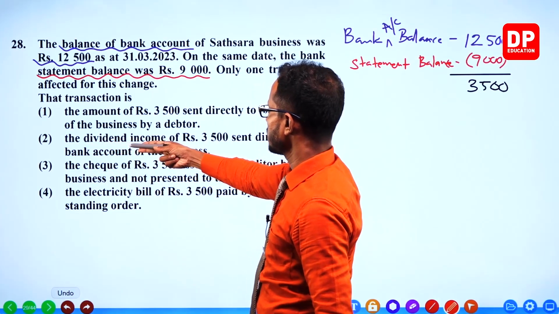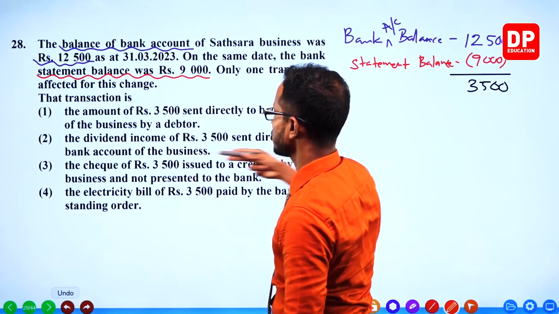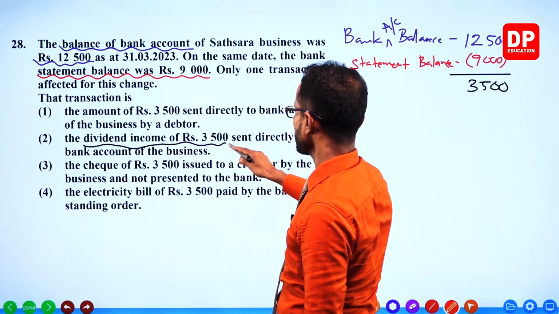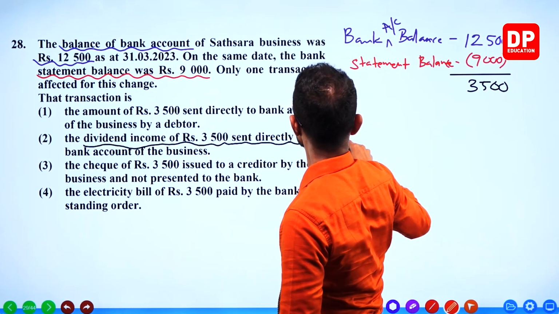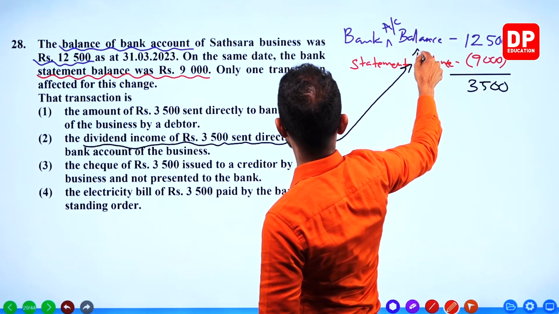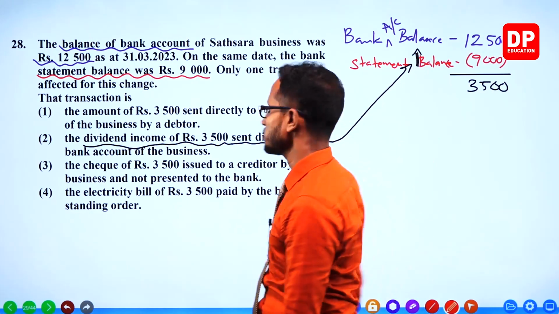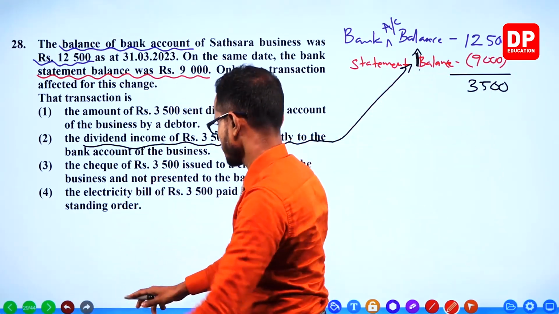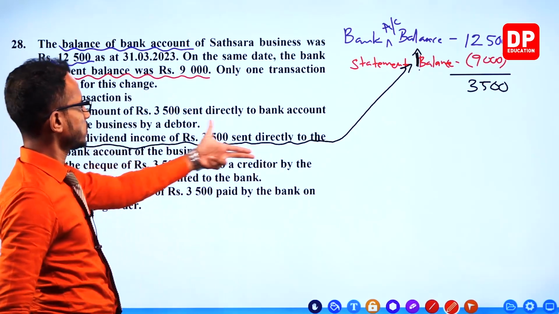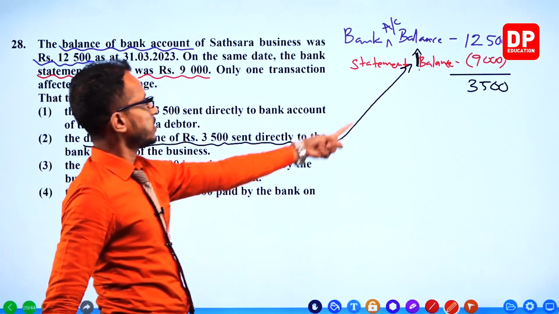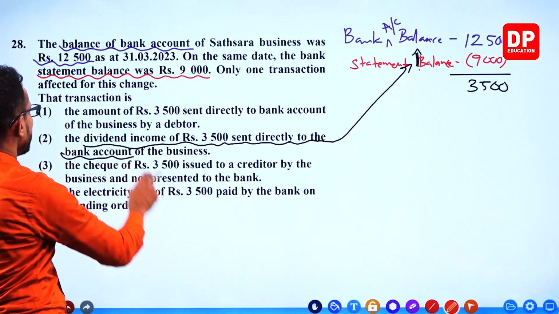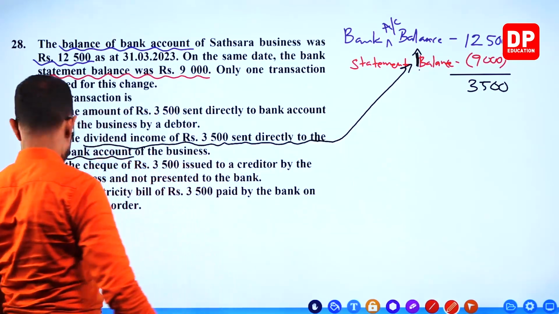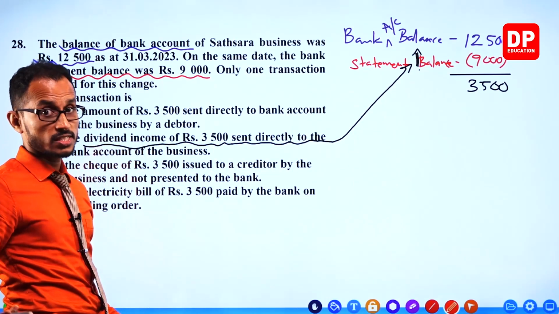The dividend income of 3,500 sent directly to the bank account of the business, which means it's going directly to the bank statement without entering our business bank account, and the bank statement balance again should be higher, but that's not the case.